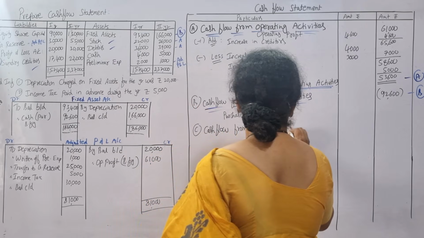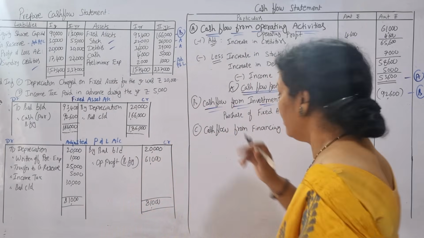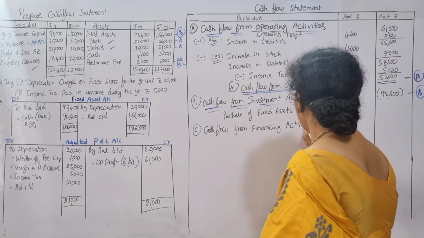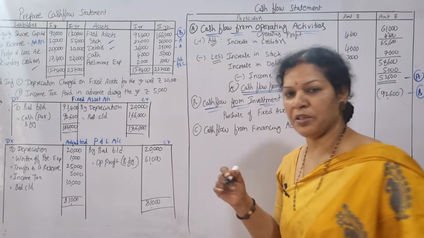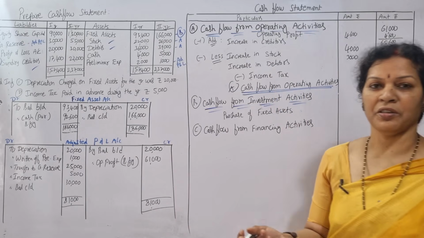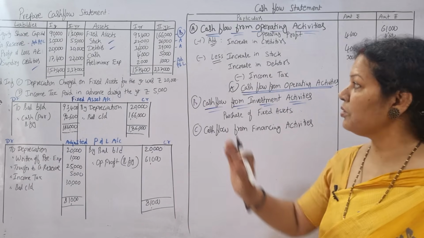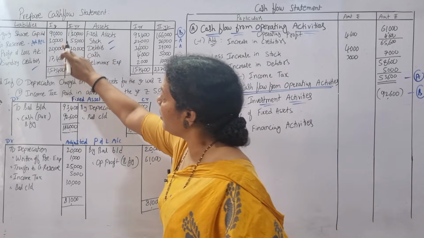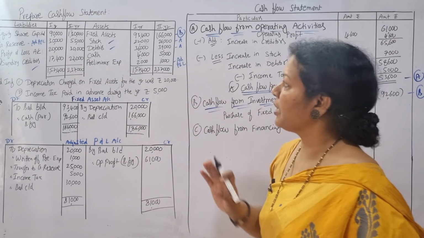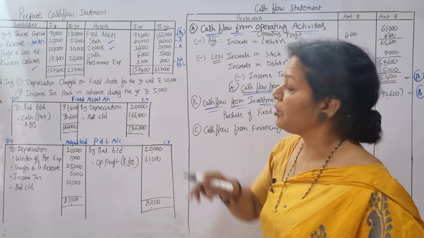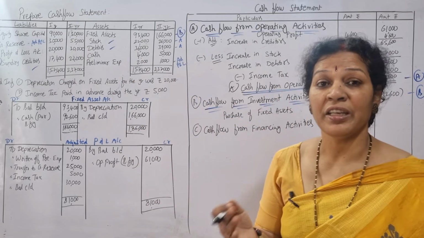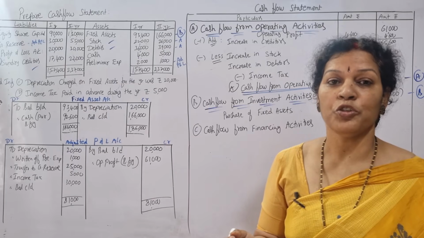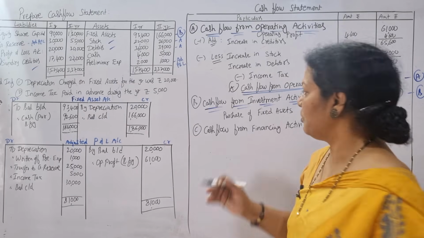Financing activities. Financing activities means we have to focus on the liability side, like share capital, long-term investment, debentures, those items. Now we have only one item, that is equity share capital. Equity share capital is 90,000 to 1,30,000. It is increasing, which means issue of equity share capital.